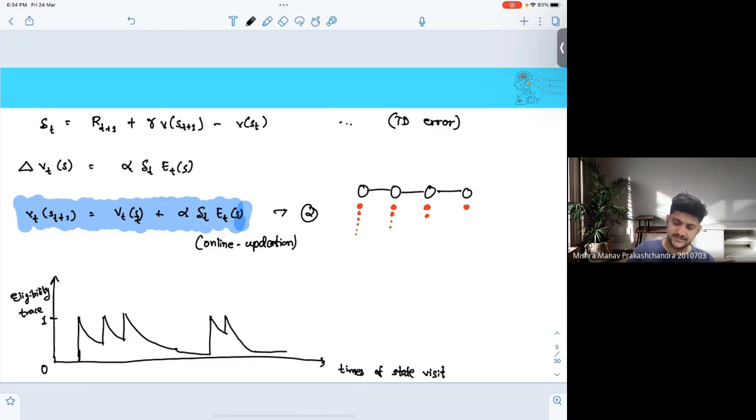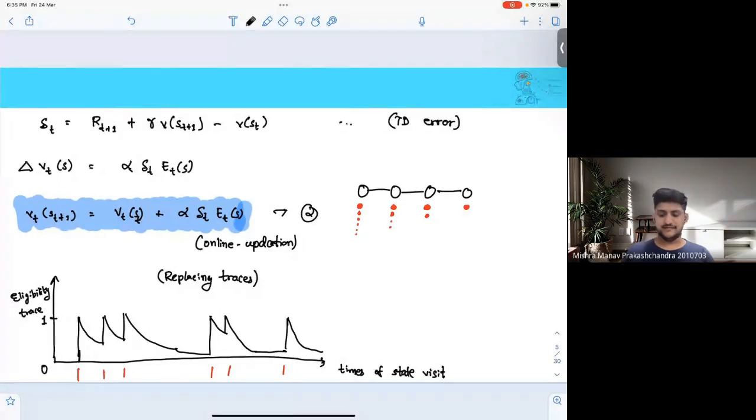Let's say two occurrences occur here, and here, let's say a single occurrence. Fine. So this is the number of times the state has been visited. This kind of trace is known as replacing traces. So I am replacing the trace that I had encountered so far with the value of 1 for every new visit that I make to that particular state again.